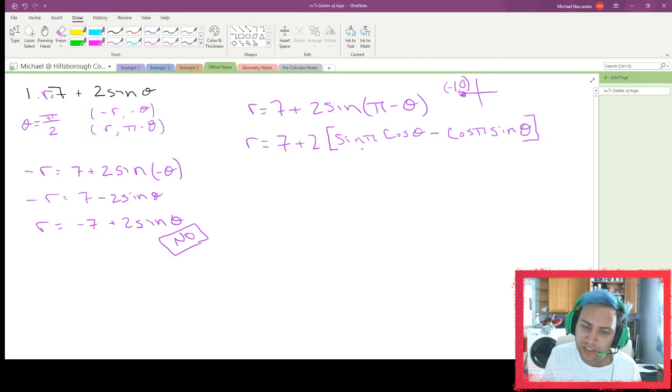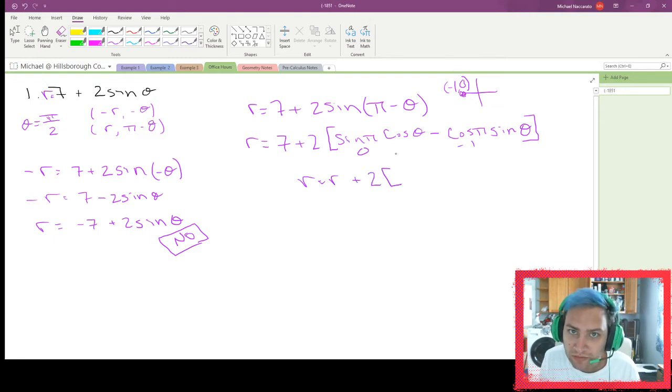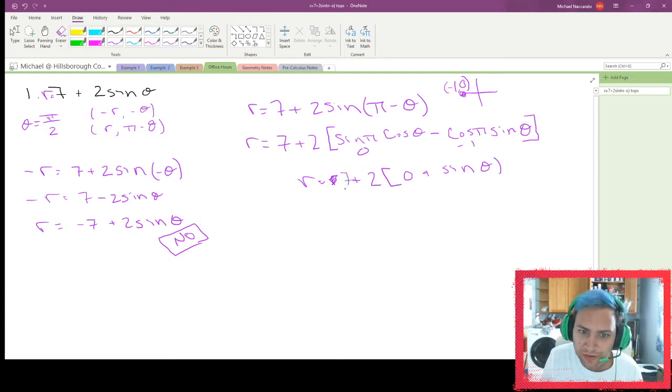So I can change this sine of pi to 0. I can change this to a negative 1. And then just think about what's going to happen there. So 0 times cosine, well, 0 times anything is 0, so I'm going to end up with 0. Over here I've got this negative 1 times sine of theta, which is going to become negative sine of theta. But because it's minus negative sine of theta, this becomes plus sine of theta. Why did I put an r here? Too early. Need more coffee. R equals 7 plus, and now I can go ahead and simplify.